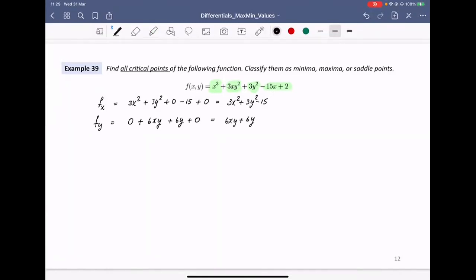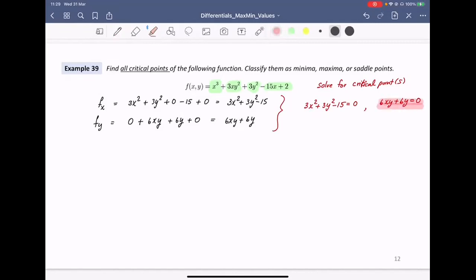Interesting, because in this question you get slightly more complicated equations, so let's see how to solve it. We're going to solve for the critical points. There could be the case that you have more than one critical point. So you set up the equation 3x squared plus 3y squared minus 15 equal to 0, and another one, 6xy plus 6y equal to 0. So what do you get? Let's start from the second one here.